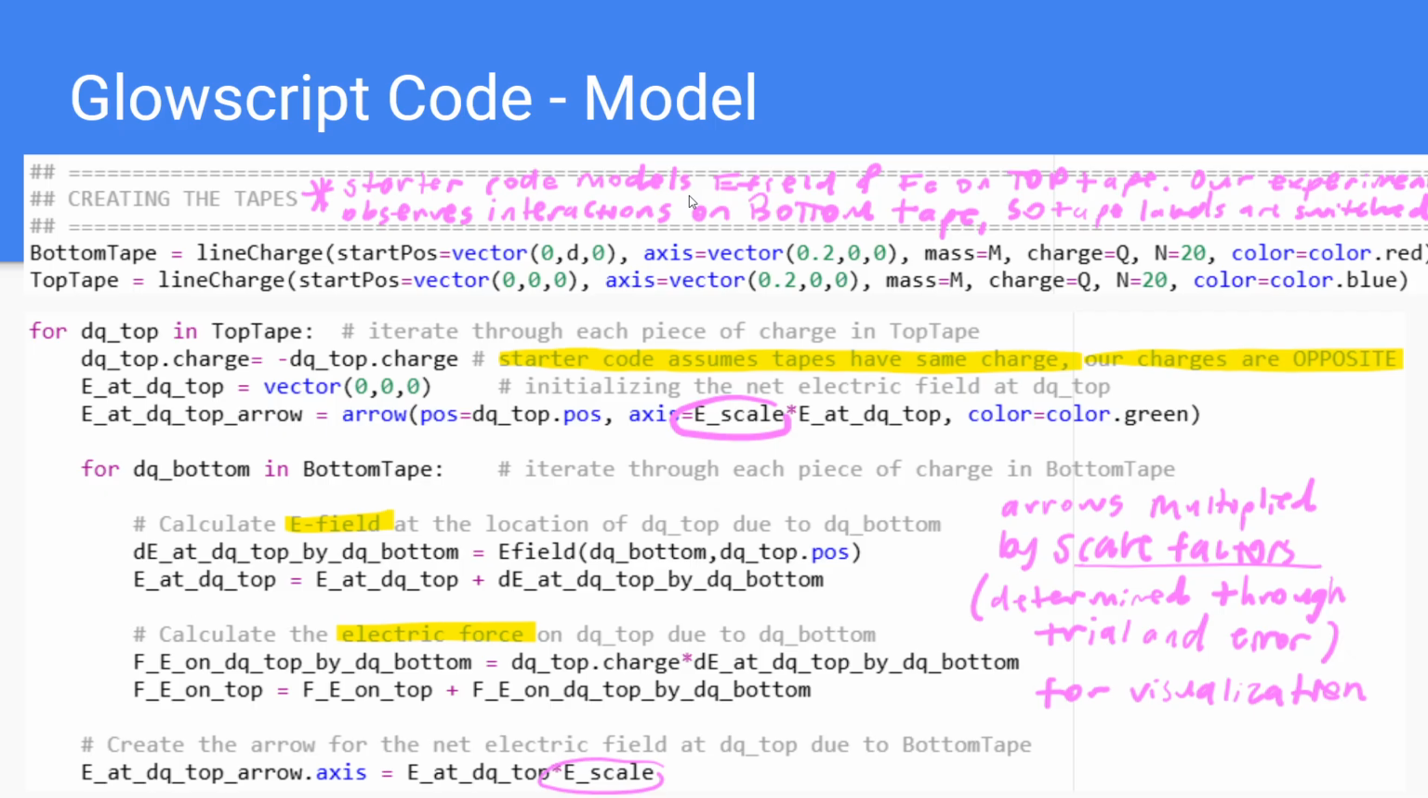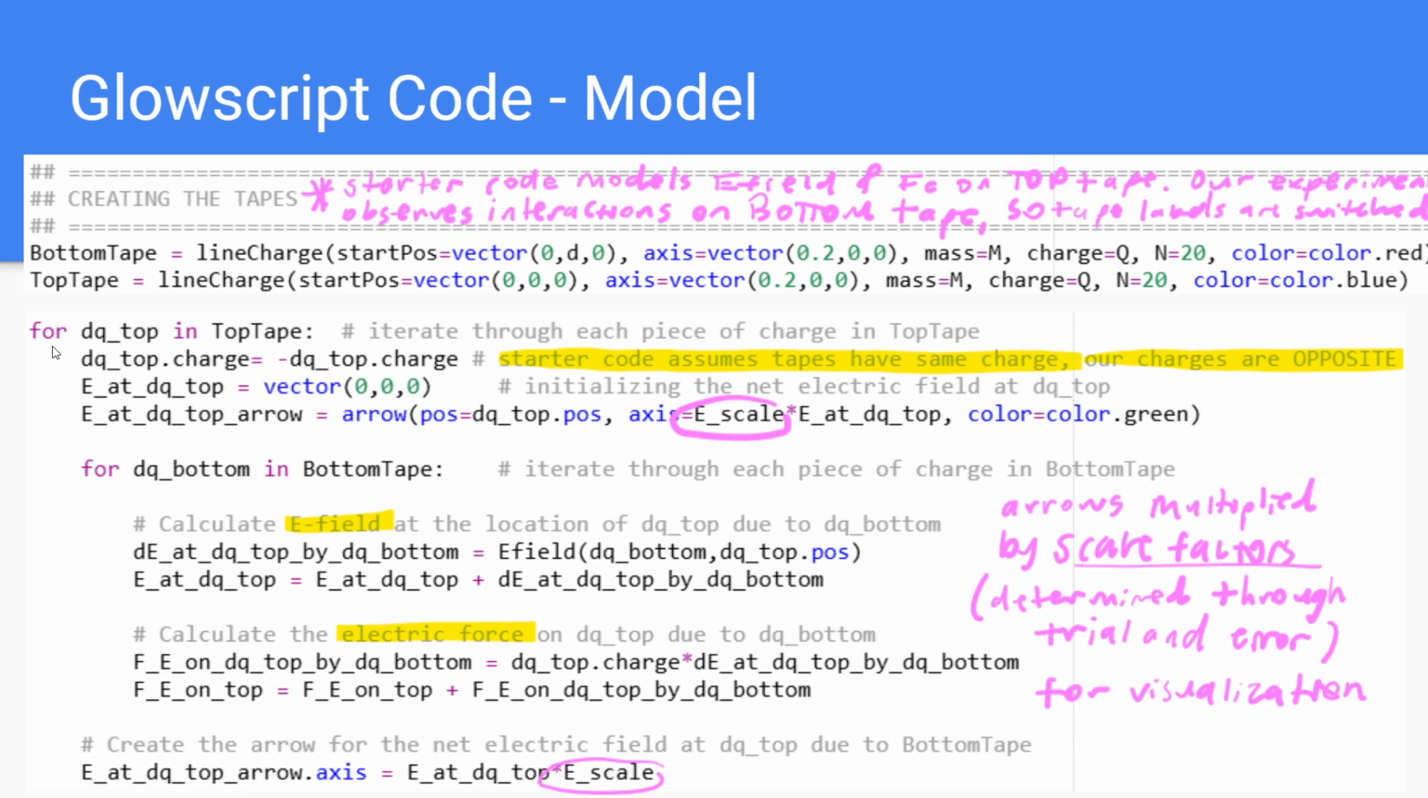And then here's a look at the model in GlowScript. So first, two tapes were created. This lab had starter code provided, but the starter code considered the forces on the top tape as opposed to the bottom tape in our experiment. And the starter code also assumed that the two tapes had the same charges while our tapes had opposite charges. So to account for these differences, the labels for bottom tape and top tape are just flipped so that the forces will all be opposite and will correctly model our situation.